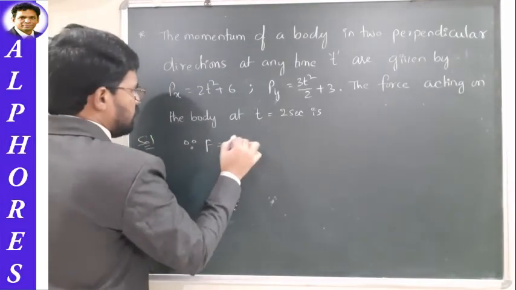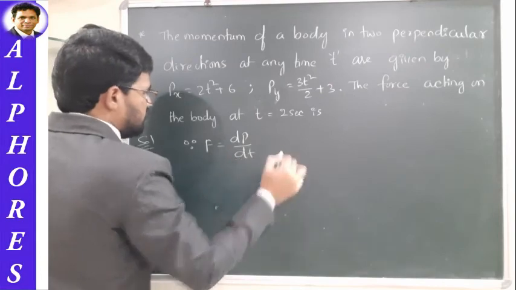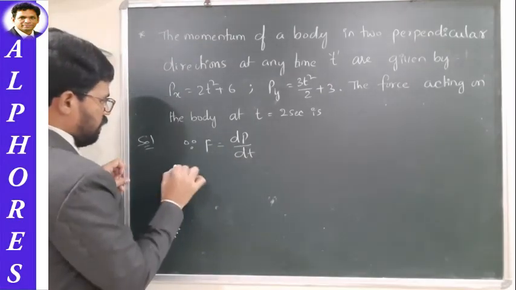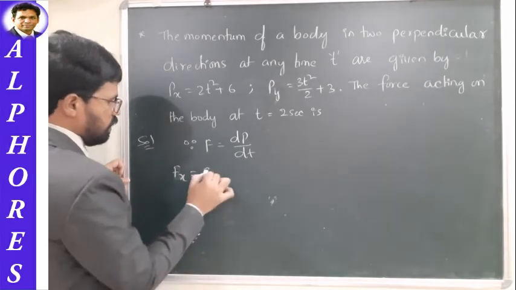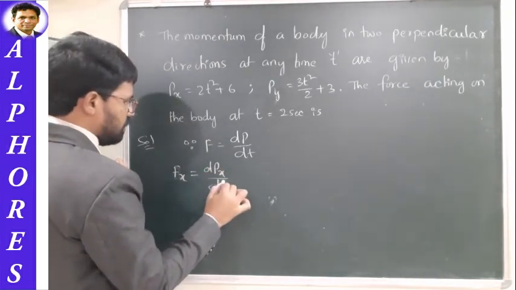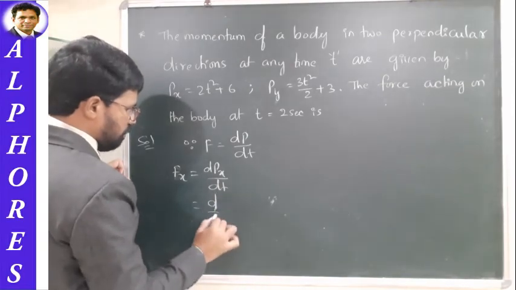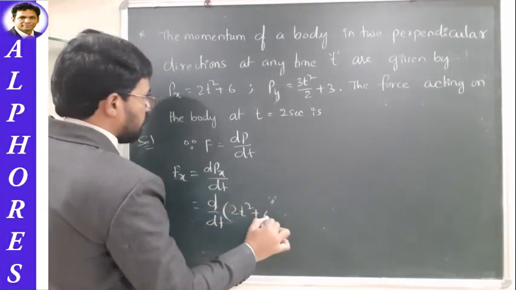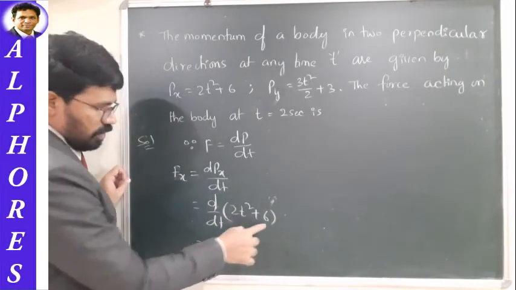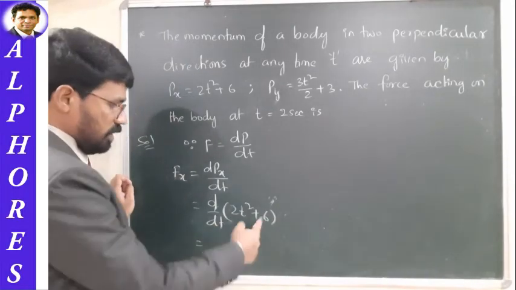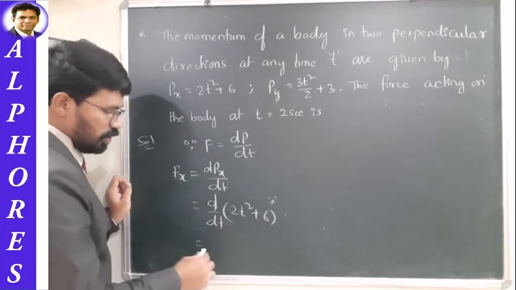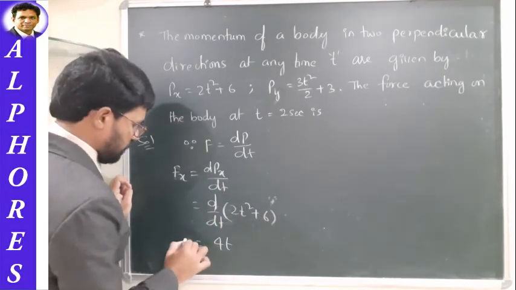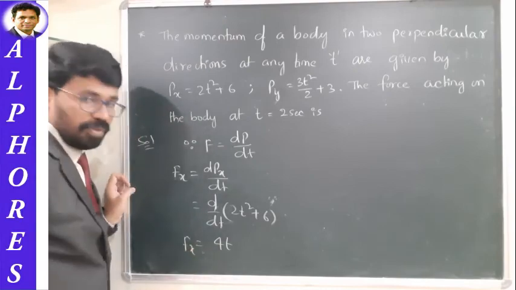Since F is equal to dp by dt according to Newton's second law of motion, Fx, the force along the x direction, can be written as dpx by dt. d by dt of what is px? 2t square plus 6. d by dt of 6, a number, is 0. d by dt of t square is 2t. 2 into 2t is 4t. So Fx is equal to 4t.